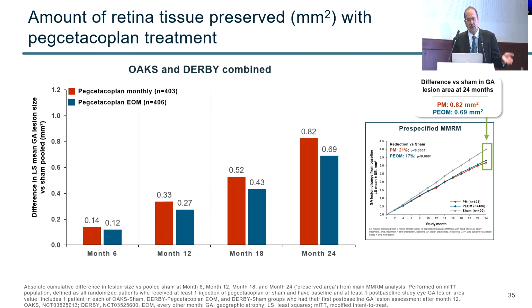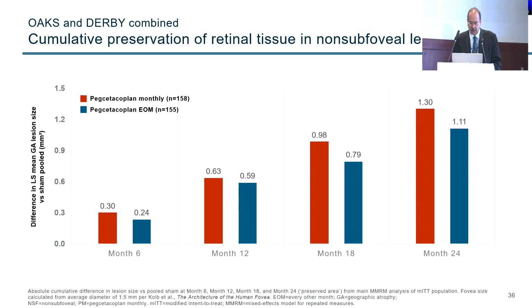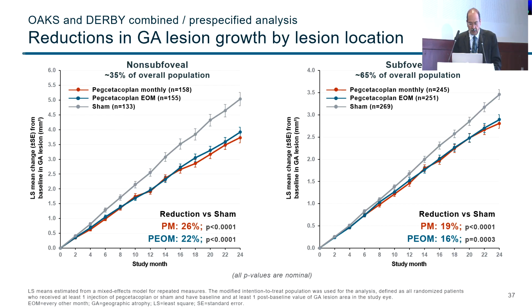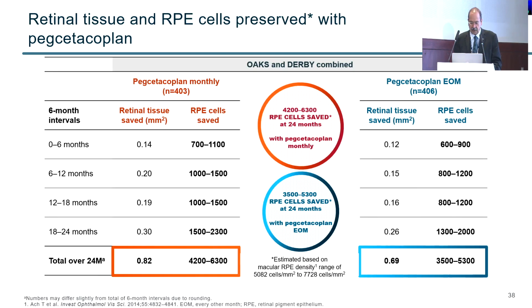And then if you can slow the growth down, you can also calculate the square millimeters of retina preserved. And so it gives you an idea how you can quantify what you're doing. The good thing is that the better result between foveal and subfoveal is in the non-foveal region, in the non-foveal patches of GA, which is good because then you can prevent the fovea from getting involved and perhaps preserve the vision. So as you combine, you look at non-subfoveal, which is on the left, and subfoveal, you can see that the effect is greater in non-subfoveal regions.